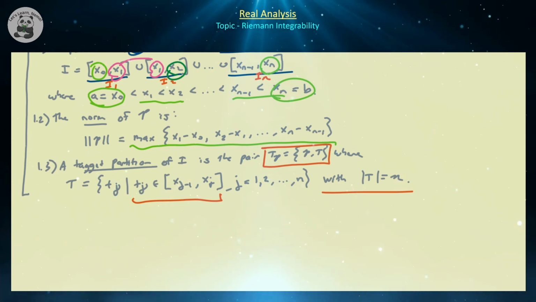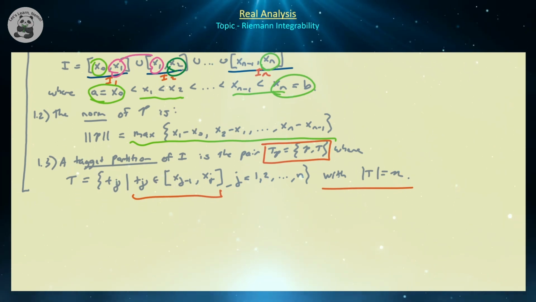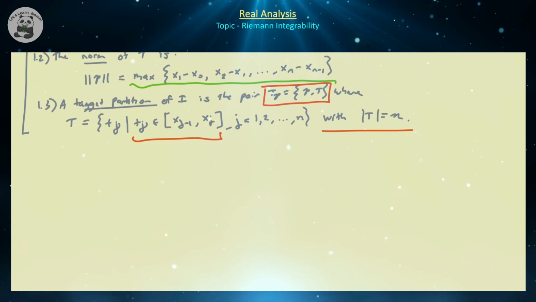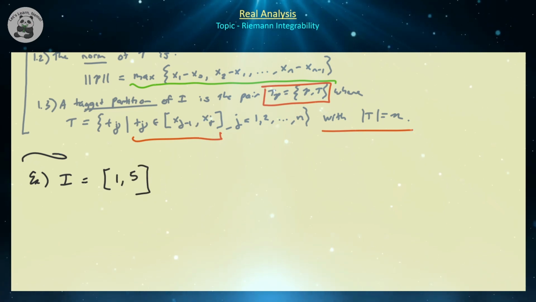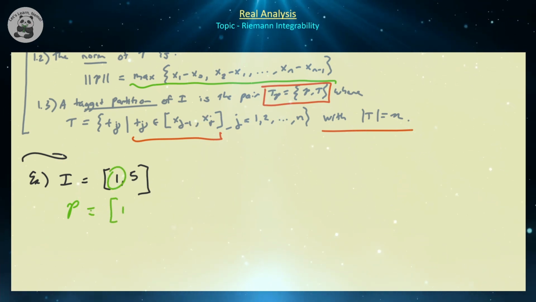So let's do a quick example of what we mean by a partition of an interval and also what we mean by a tagged partition of that interval. Let's keep things basic, at least for now. Let's assume that our interval I is the closed interval [1, 5]. So let's give an example of a partition of I. The partition is going to start on the left, so we're going to have 1, and then you can go up to whatever number you want. For example, let's go up to the number 2. As long as it's less than 5, then we're good.